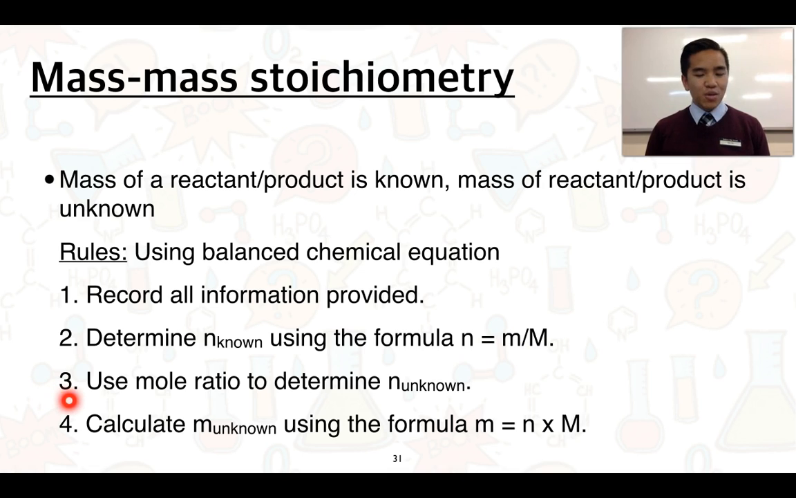Step 3, we use what we call mole ratios, and we use this to determine the number of moles of our unknown. Finally, we calculate the mass of our unknown, and we use a rearrangement of the mole formula, which is this here, and its mass is equal to the number of moles multiplied by the molar mass.